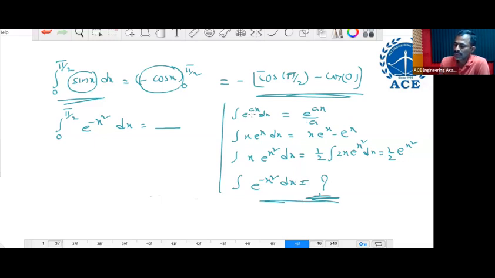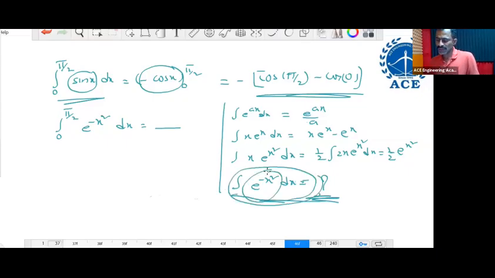We know the integral of e power ax. We know the integral of x into e power x. We know the integral of x into e power x square. But the integral of e power minus x square dx is not possible. We cannot find the integral of this. We have methods for the evaluation of other integrals, but for this we don't have a method of evaluation.